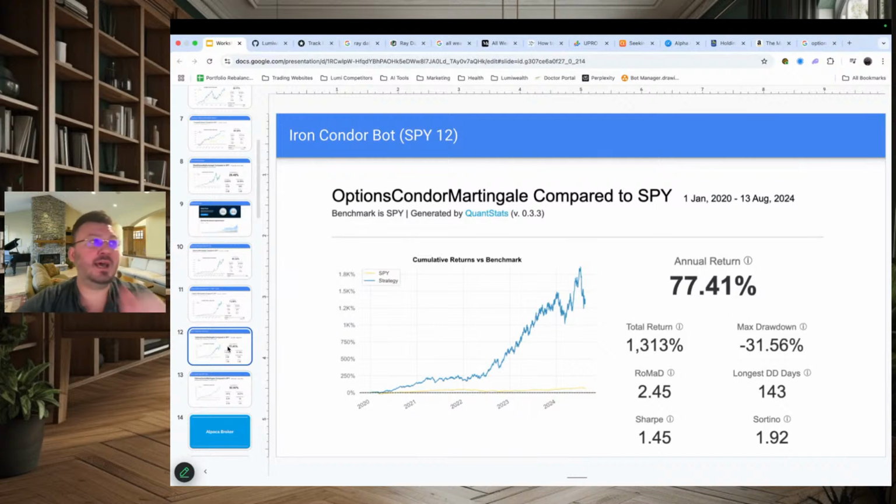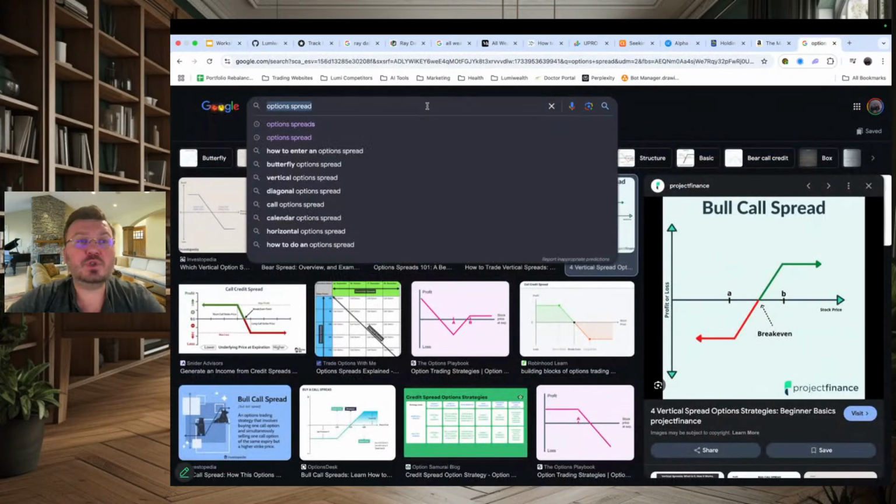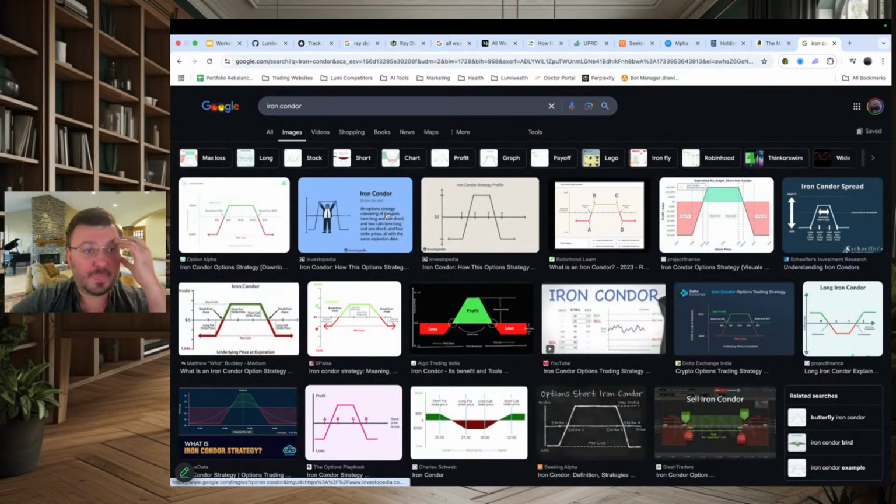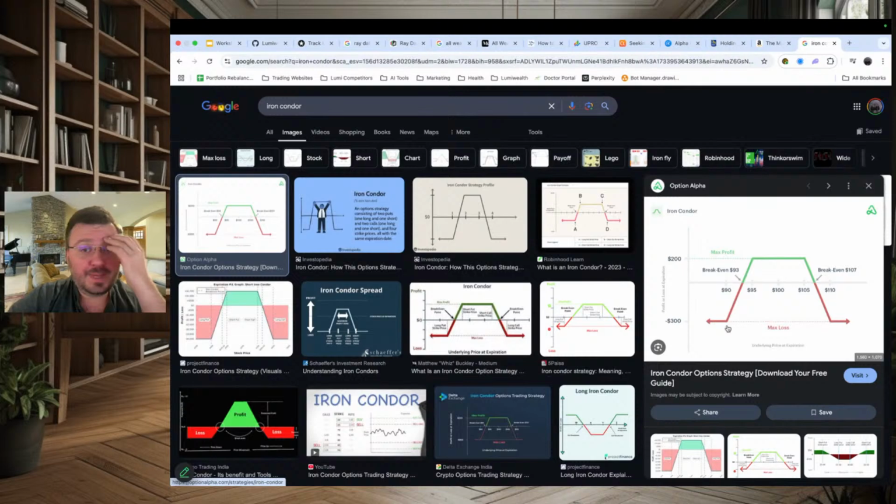So here's another one that trades iron condors. We call this our iron condor trading bot, or options condor martingale is what it's called. For those of you that don't know what an iron condor is, it looks something like this. It's an options trading strategy where you're buying two options and selling two options. Specifically, we're buying a put and a call, and selling a put and a call. So this is a net sale for options, meaning that when we put this thing on, we get cash immediately. We'll immediately make money when we create an iron condor.